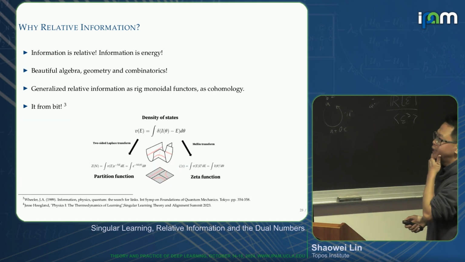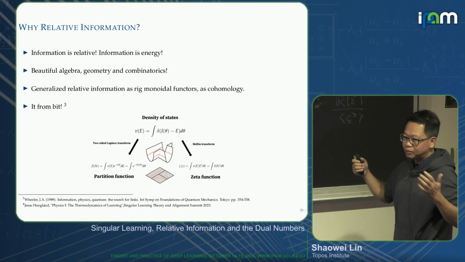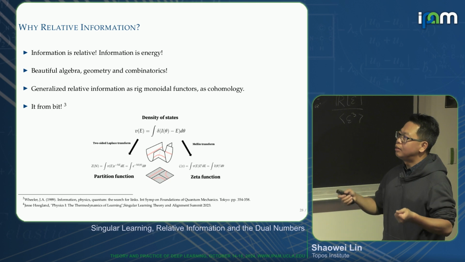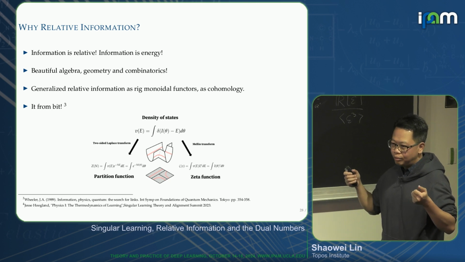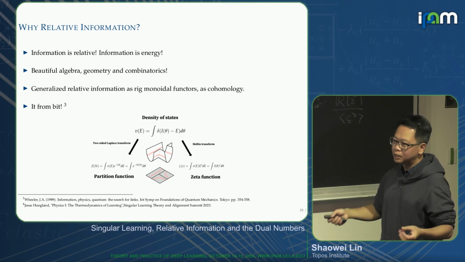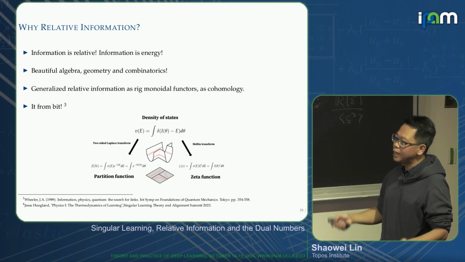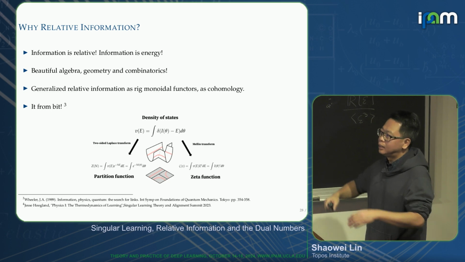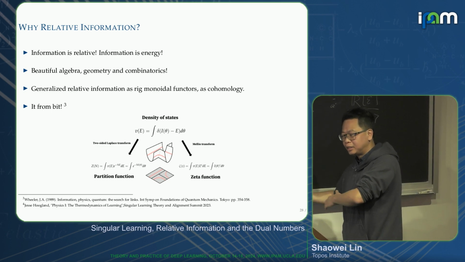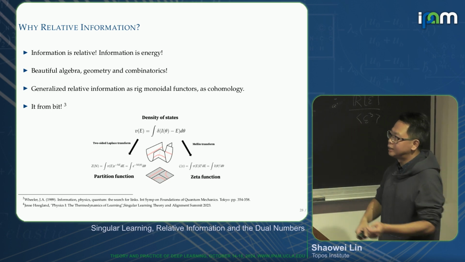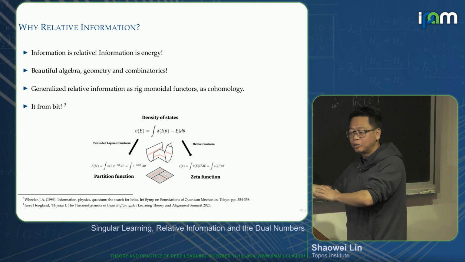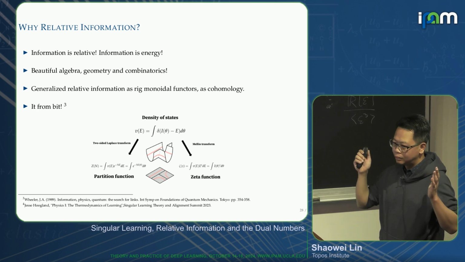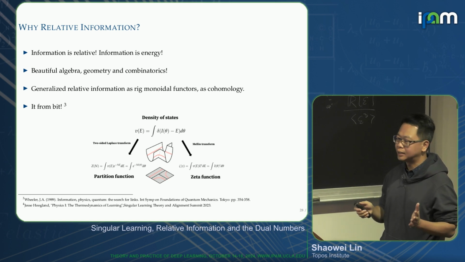Okay, so here's the summary. Information is relative. Information is energy. If we are thinking about doing machine learning and statistical learning, it really helps to think about its relationship to statistical physics, where we are minimizing energy instead of information. I don't know if relativity in physics is the same as relativity for information theory, but relativity is important for understanding information theory.